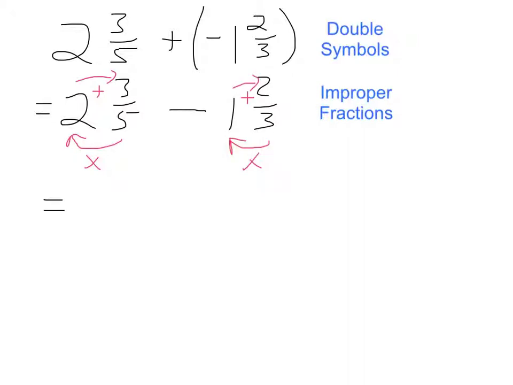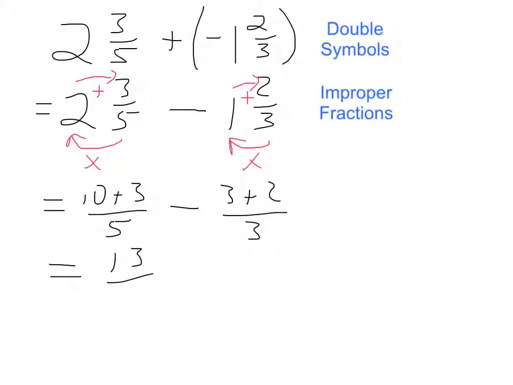So 2 times 5 is 10. We add the 3 to that, and we keep our denominator the same. We subtract that with 3 times 1, which is 3. We add that to 2 while keeping the denominator, the 3, the same as well. From here we simply perform the addition on the top, the numerators. So we have 13 over 5 minus 5 over 3.